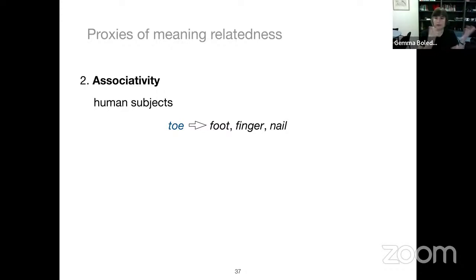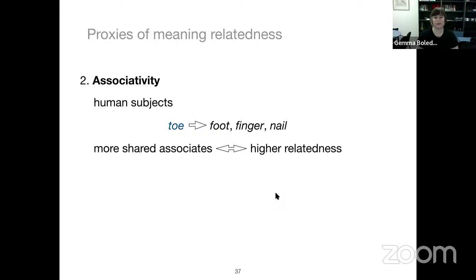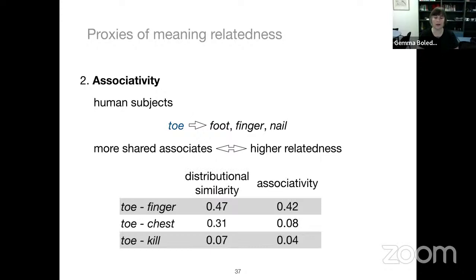When you have this data, these are so-called association norms, and to the best of our knowledge, the only large-scale association norms that are publicly available are for English and Dutch, and that's why we focus on these languages as meta-languages, because we analyze a lot of languages, but our view of the lexicon of semantics comes from these two languages. All right. Now, using this data, it's a bit more convoluted. If you want, you can ask me in the question period and I'll explain it better. But essentially it boils down to saying that the more shared associates two words have, the higher their relatedness. So that's the idea. And again, to illustrate, associativity gives us similar information for toe and finger and toe and kill.